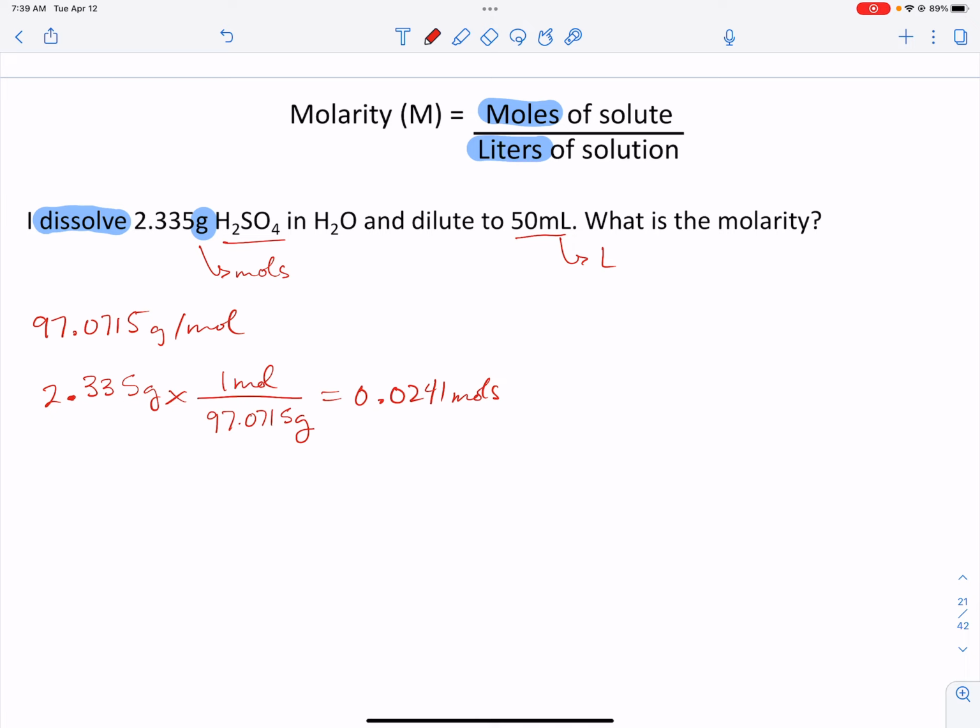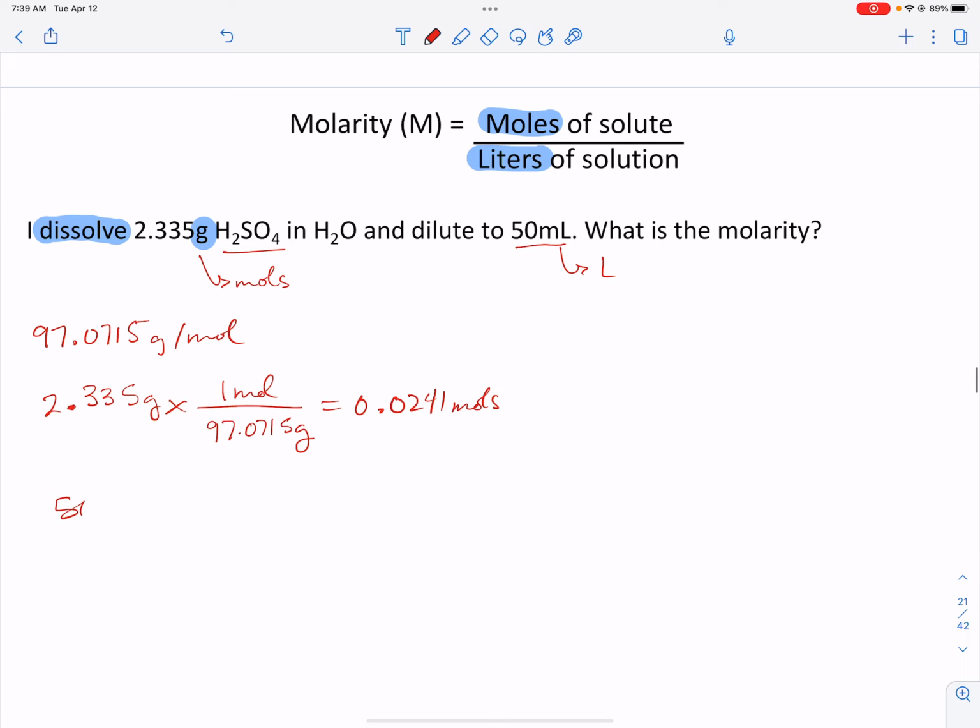Okay, the next thing we need to do is take our 50 milliliters and convert it to liters. So there's 1,000 milliliters in 1 liter. And when we divide by 1,000, we get 0.05 liters.